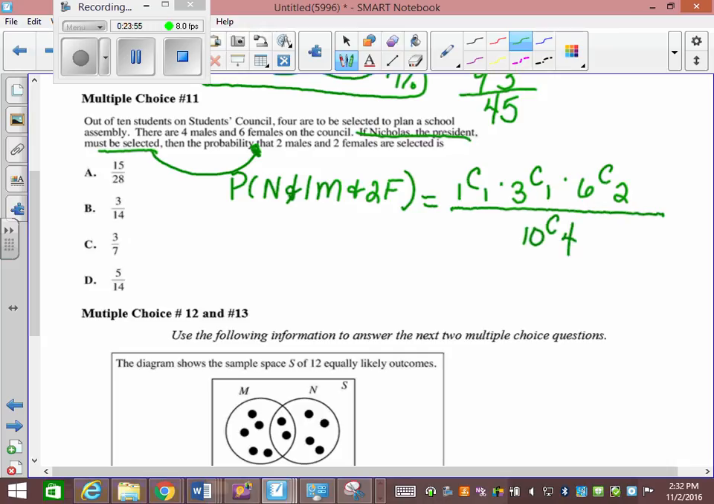10 choose 4. Now, normally, if we do it the other way, if Nicholas the president must be selected, then it's going to knock the top group down to only needing 3, just like we had here. But the bottom would be 9 choose 4. It changes the whole dynamic. So we'll keep it like this. I don't know what this one reduces to. 5/14.